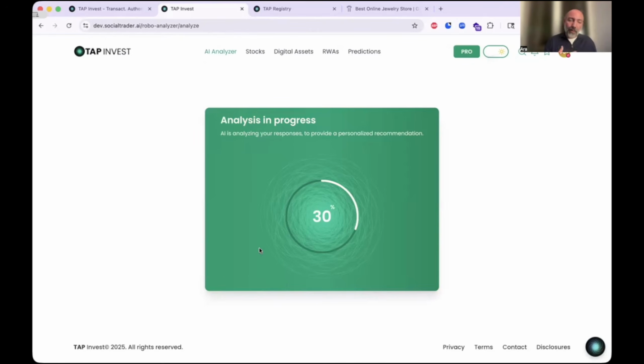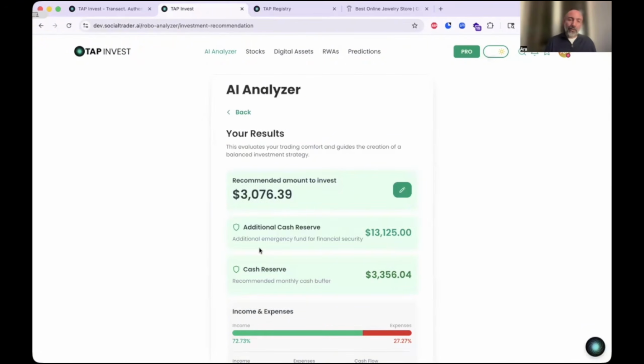The analyzer is going to take all the data we provided and run it through the machine learning model, and it'll come back with two different portfolios for us. And it'll come back with how much money we should be investing. So in this case, it says we should be investing $3,000 a month.